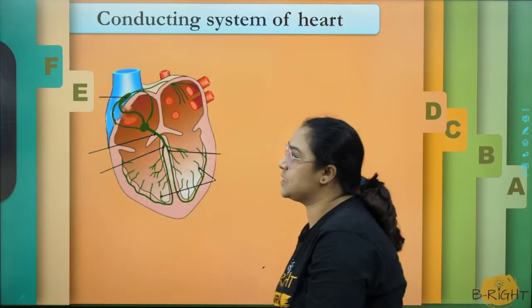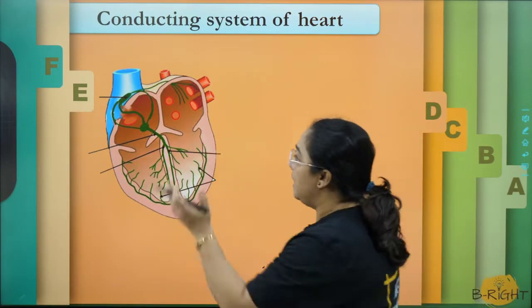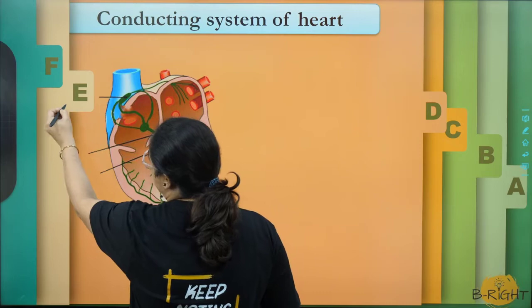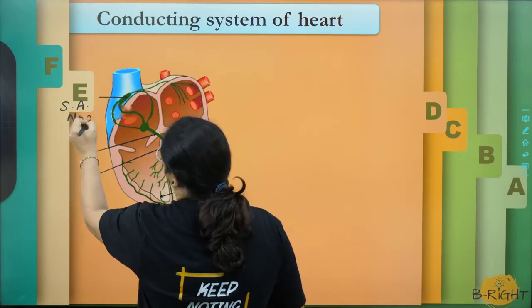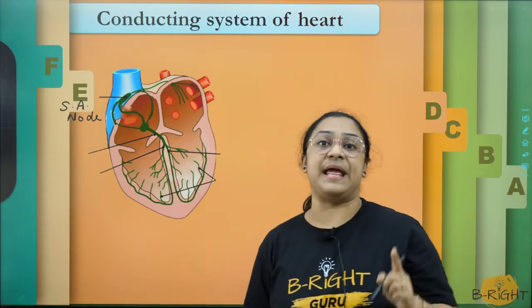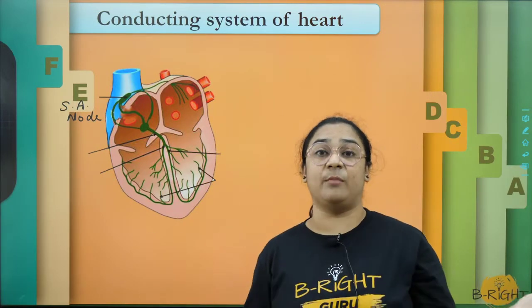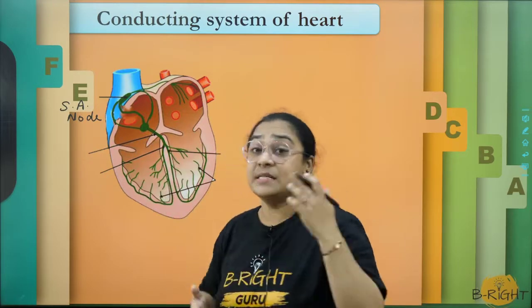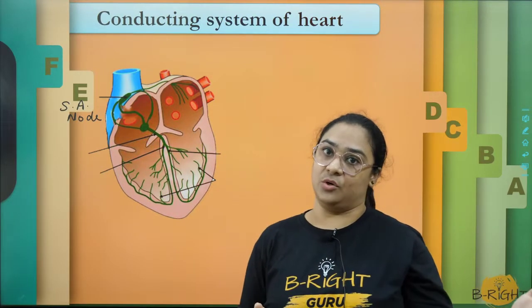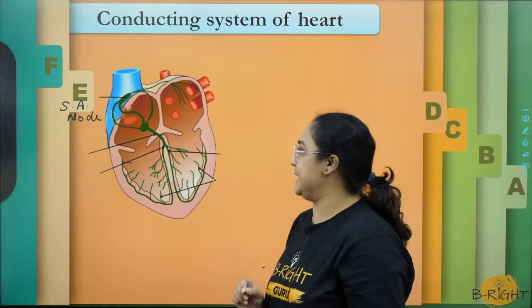So already the arrows are put. I just have to write down the name very quickly. We know that this is SA node. Okay. Now always remember labeling आप full form में लिखिए. What is the full form of SA? That is, what is SA node? Sinoatrial node. All right, sinoatrial node.